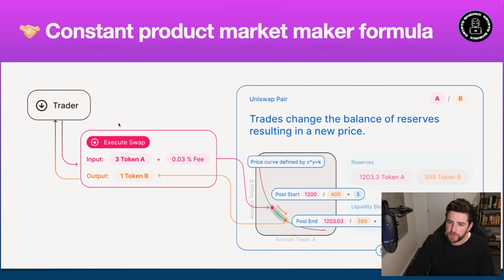And as we saw, we have a trader who wants to execute a swap, right? So he wants to exchange tokens A for tokens B. And then we have the pool here. The important thing to understand is that each trade changes the balance of the reserves, resulting in a new price. What we are saying here is that the price curve is defined by x times y equals k, k being a constant. So this is the curve that describes this formula.